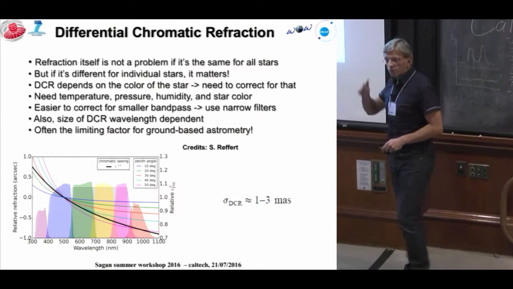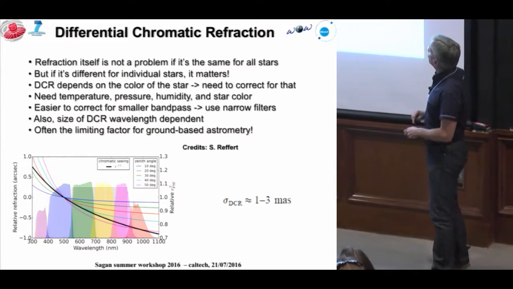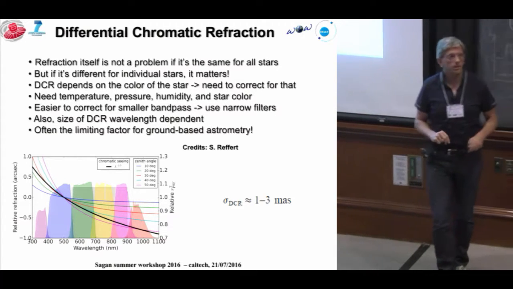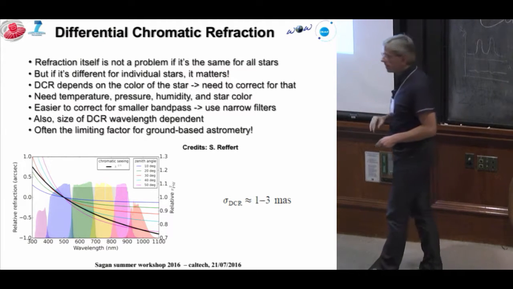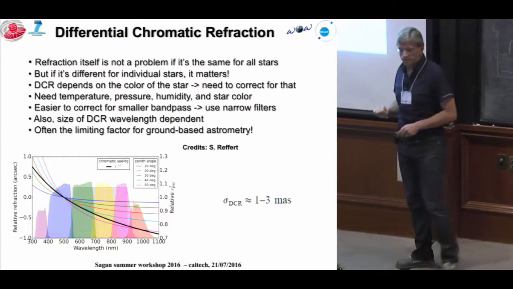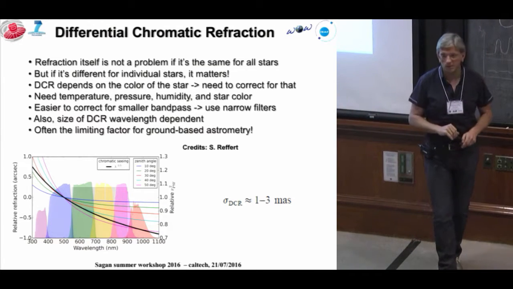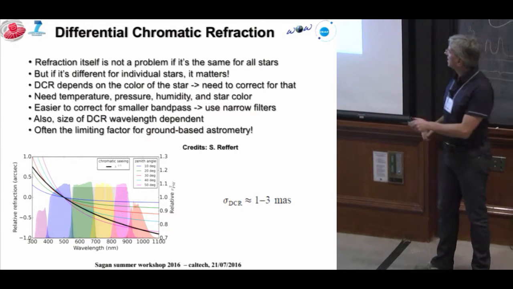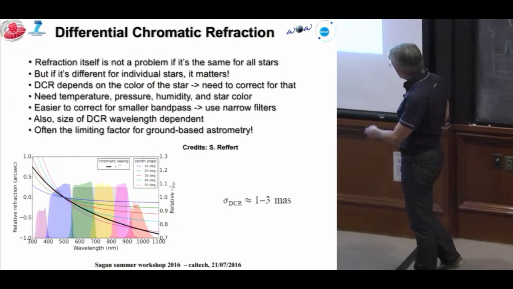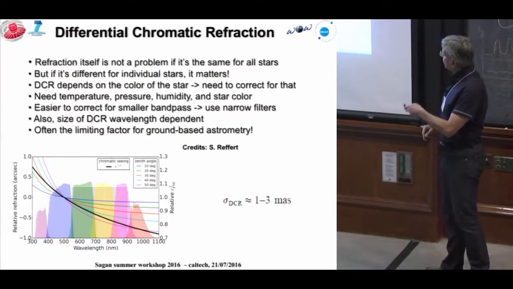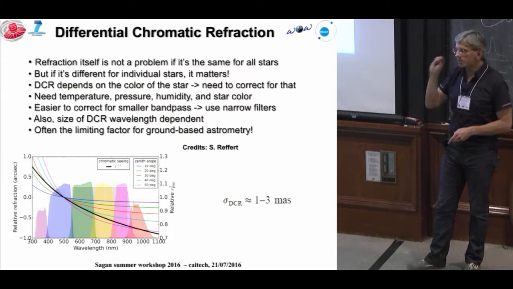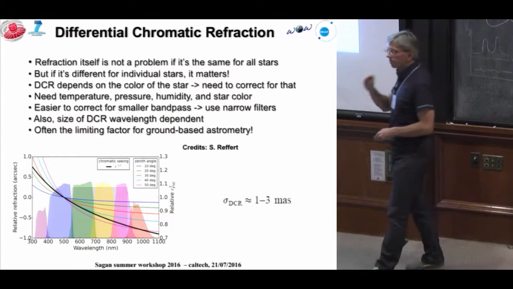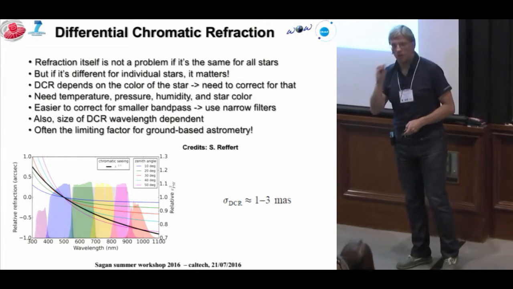If you're sitting on the ground, you have 2 additional complications. You have one that I really hate, which is DCR, differential chromatic refraction. This is extremely complex to model, no details. You can read the slide and eventually ask questions later if you're not sleeping. The global effect of DCR on the uncertainty of your positional measurements is typically estimated to be of the order of a milliarcsecond for ground-based work.